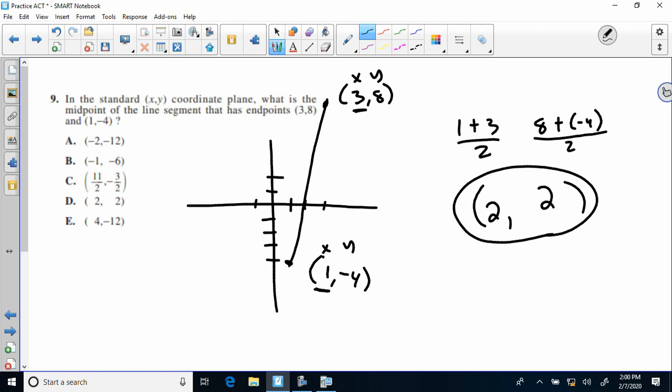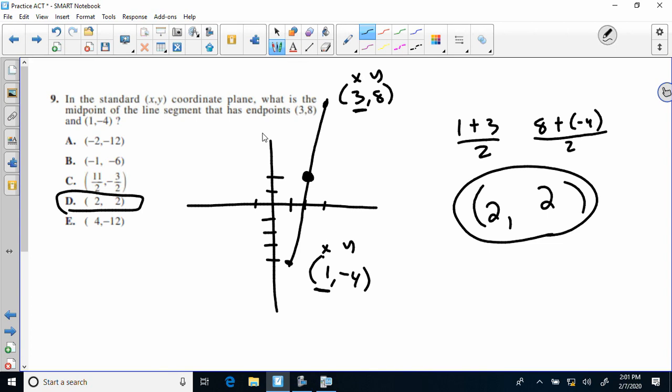So like over 2, up 2, and that should be like the middle of my line somewhere in there. And my thing's not graphed 100% beautiful, but you should understand all you're doing is adding x's together, dividing them in half, adding y's together and dividing them in half because you're finding the middle or the average, the midpoint. So that should have been the letter D, 2, 2.